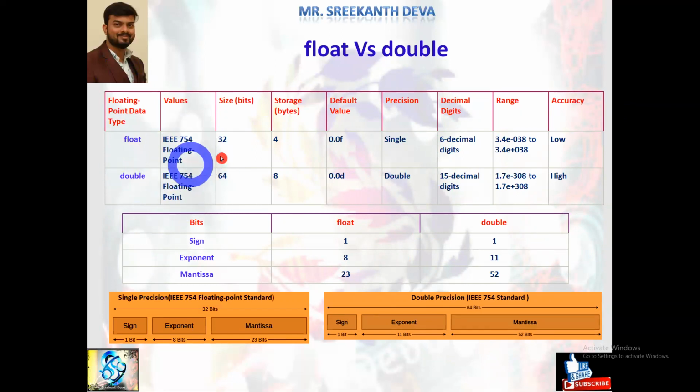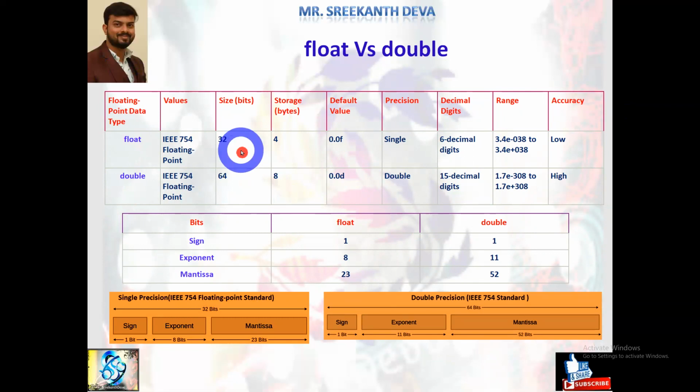See, standards IEEE 754 floating point representation. Double also maintains IEEE 754 floating point representation. Float occupies 32 bits, which represents 4 bytes of memory. Double occupies 64 bits, which represents 8 bytes of memory. In the previous video session, I explained in detail what 8 bits represents.